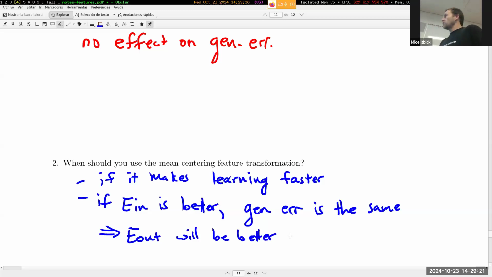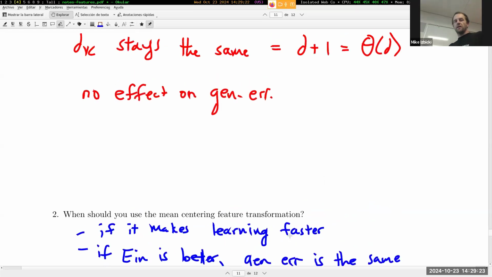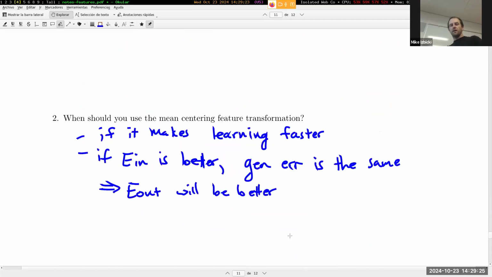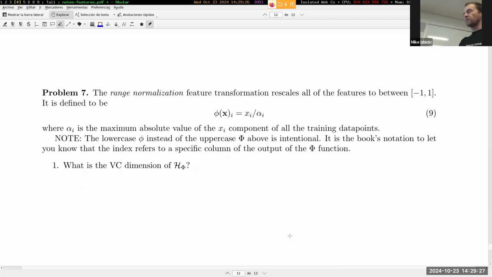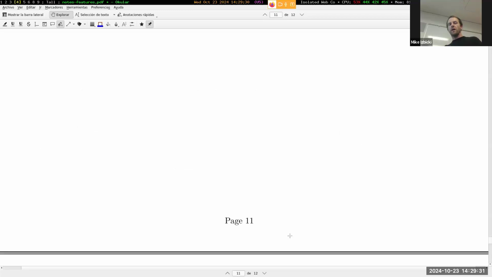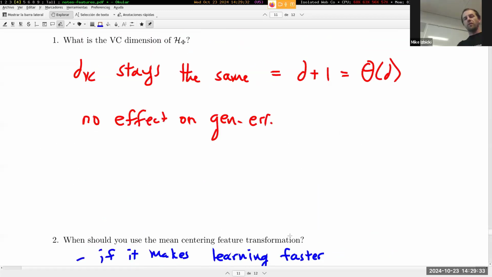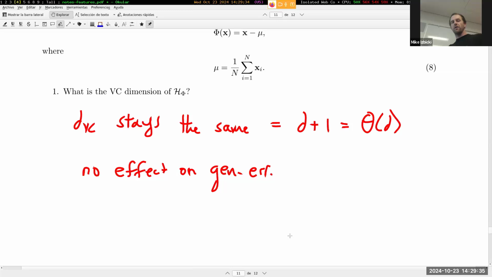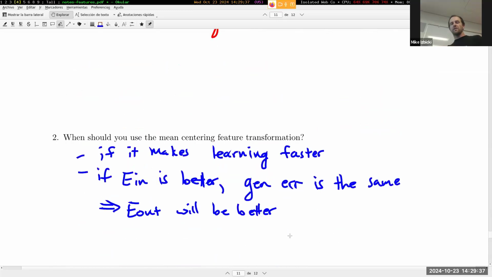There's one more problem in this notes packet, this problem right here. It's again revisiting a feature transformation that we saw from the perceptron learning algorithm. The arguments, though, are basically the same as right here, that everything stays the same. And so just use it if it happens to make things faster or better.